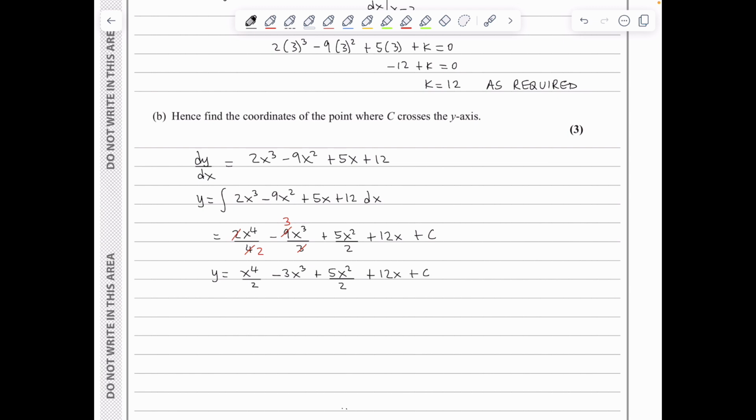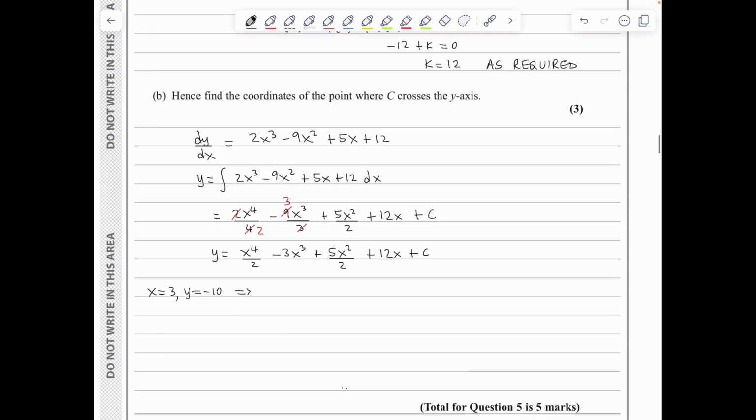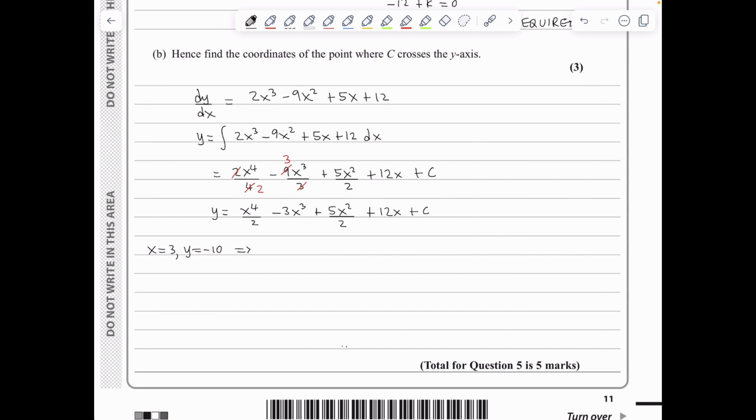Additionally, we've got that point P has coordinates x is 3 and y is -10, and I'll be using these to determine the constant of integration c. So this means we've got -10 is equal to 3 to the power of 4 over 2 minus 3 times 3 to the power of 3 plus 5 times 3 squared over 2 plus the 12 times 3 plus c. So we get -10 is equal to 18 plus c. So -28 is the value for c.